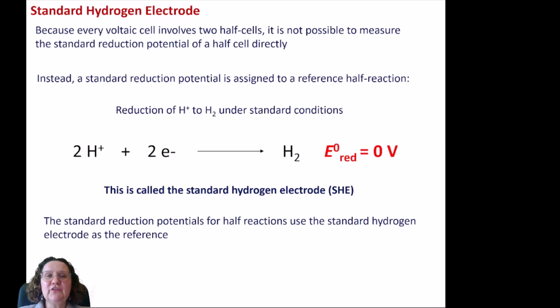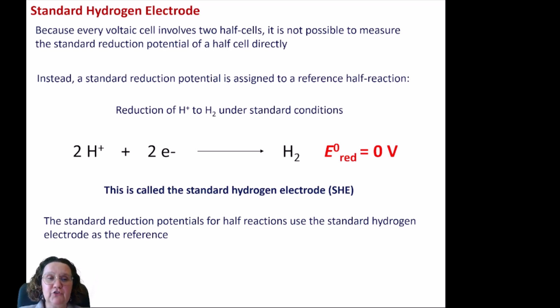We need to measure it against something, because a redox reaction only happens if you have something that loses electrons and something that gains electrons. So to make a voltaic cell, you need two half cells. You cannot measure the tendency of an element to reduce, that is to gain electrons, if you don't have something that is going to lose electrons for that element to gain them. So what we do is we compare all the possible reactions.